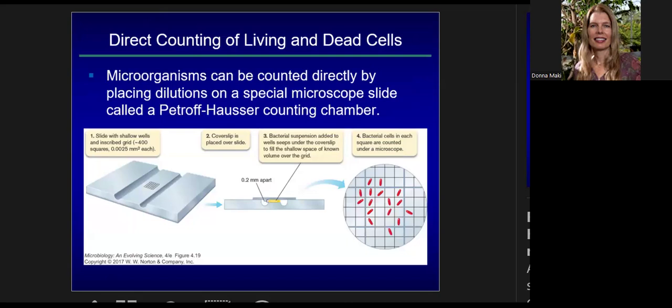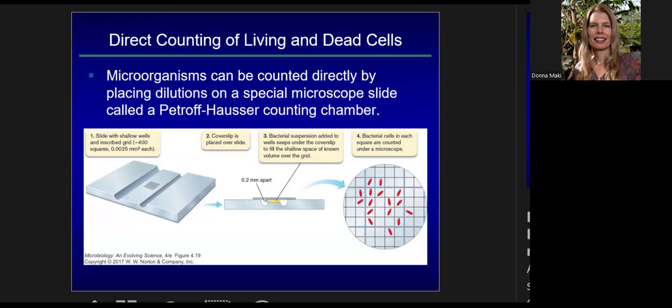So this is the counting chamber. It's often called a hemocytometer because clinical labs use something very similar to count red blood cells. Here's the etching, and then the little troughs that you pipette your sample into. And then this is what you would see on the far right here. That's what you see when you look through the microscope.